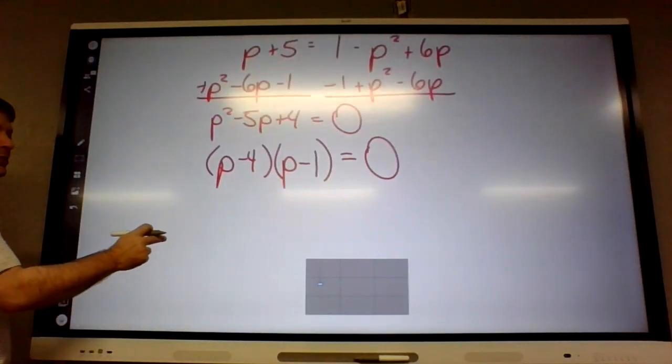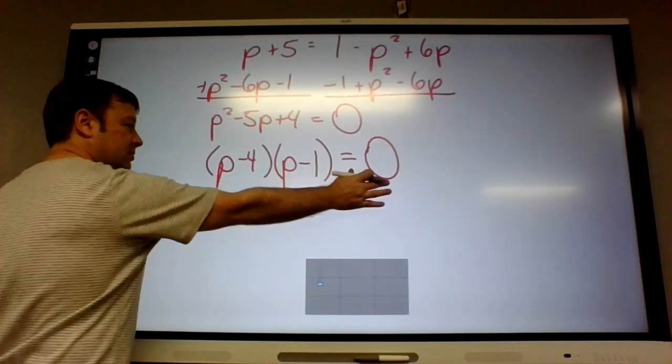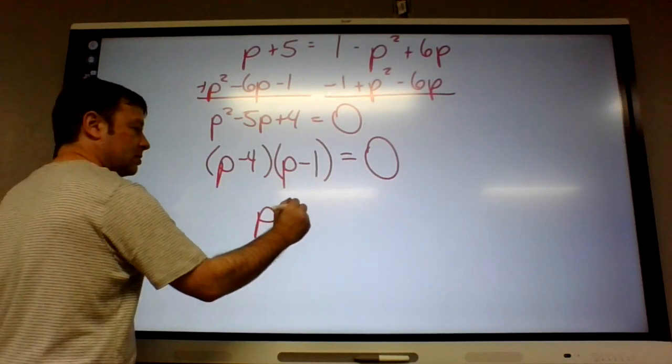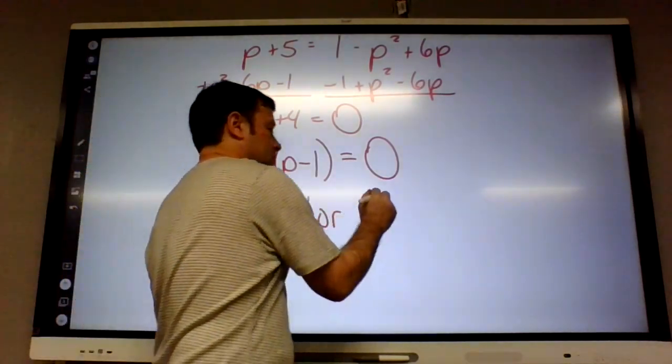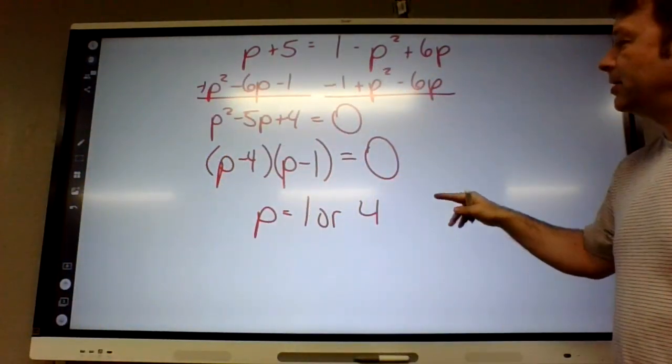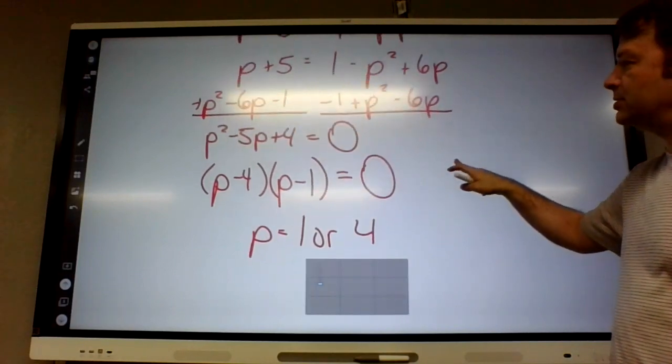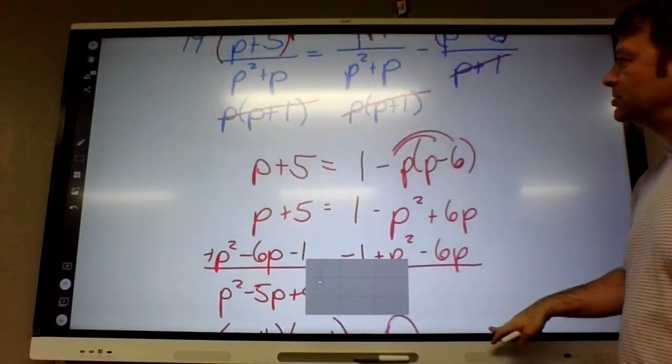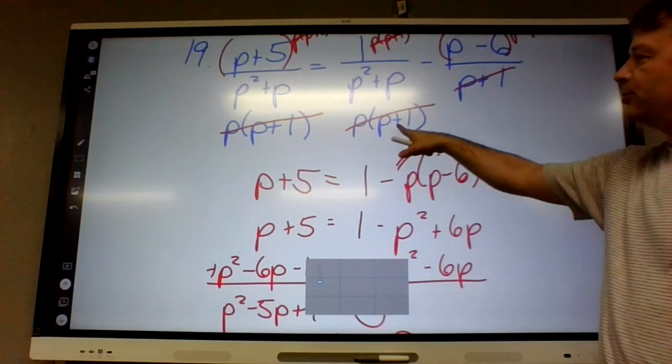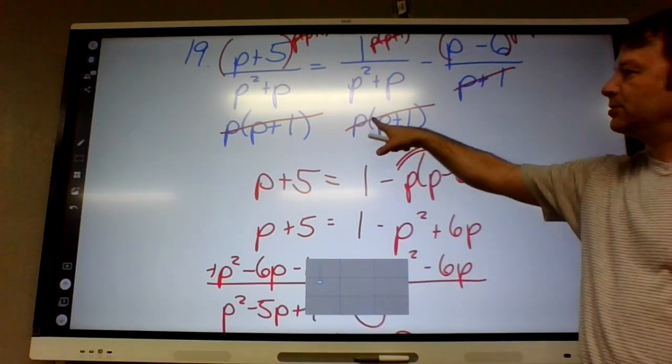So what p values would make these factors equal 0? 4 and 1. Right. Okay. Does 4 or 1 screw up any of our denominators? No. No. The only thing that wouldn't work is negative 1 or 0.